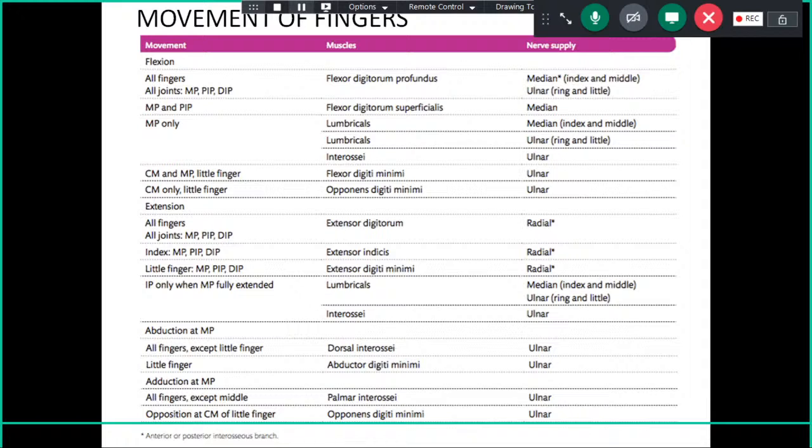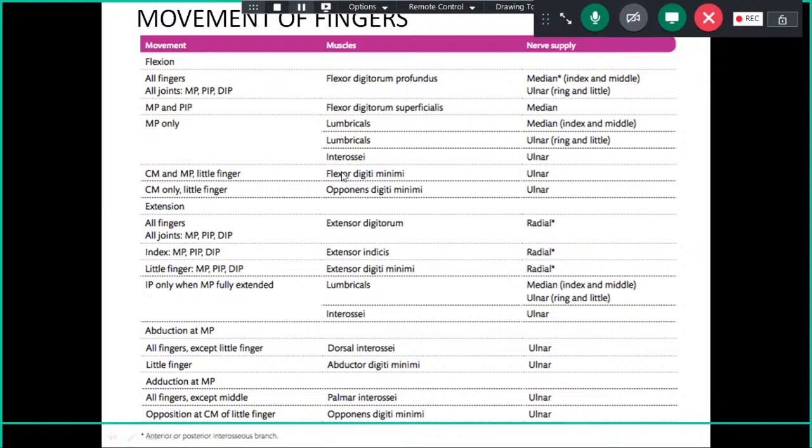Flexor digitorum superficialis acts at the metacarpophalangeal and proximal interphalangeal joints because it is attached to the sides of the middle phalanx. It does not cause any movement at the distal interphalangeal joint. At the metacarpophalangeal joint only, flexion is caused by the lumbricals and interossei. They cause flexion only at the metacarpophalangeal joints.